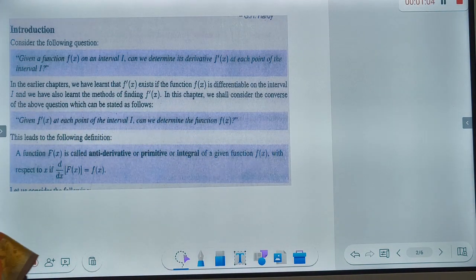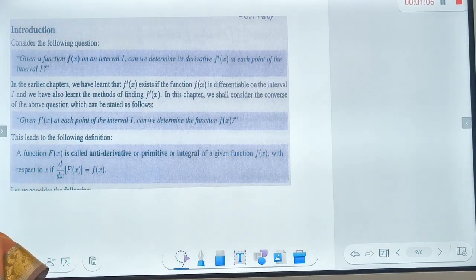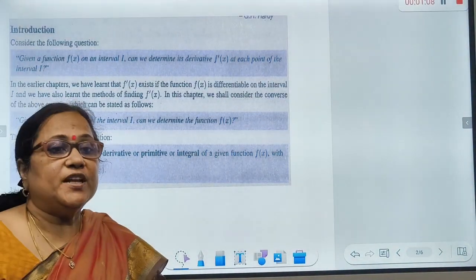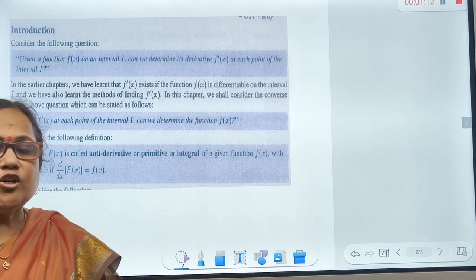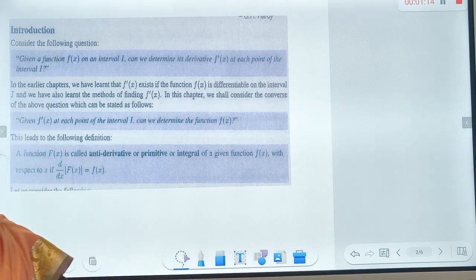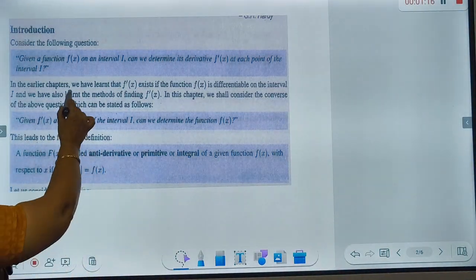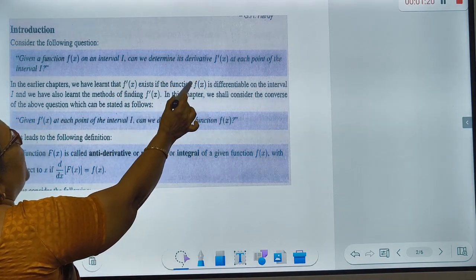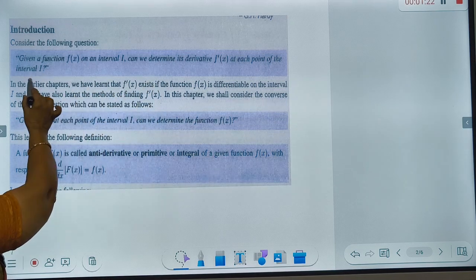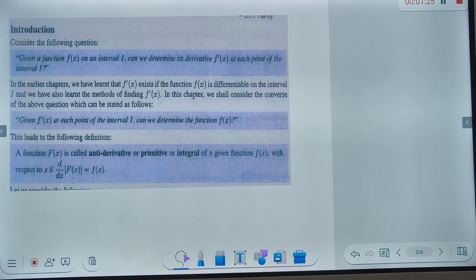You have already learned about differentiation. What is the geometrical meaning of derivative? The geometrical meaning of derivative is the slope of the tangent to a curve at any given point. So given a function f of x on an interval I, we can determine its derivative f dash of x at each point of the interval I. That means we can draw a tangent.